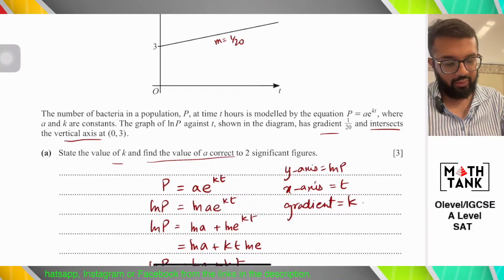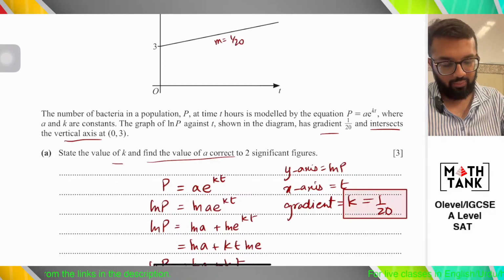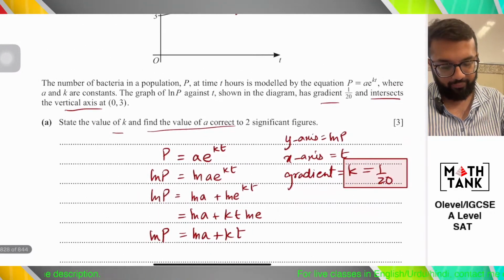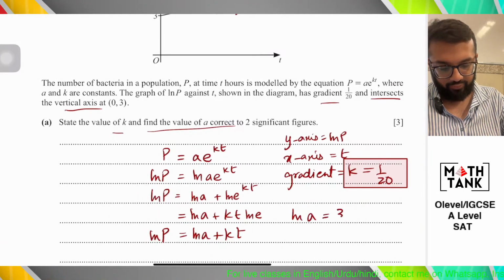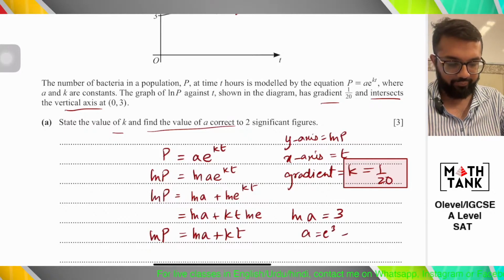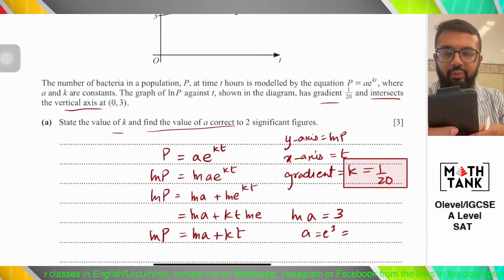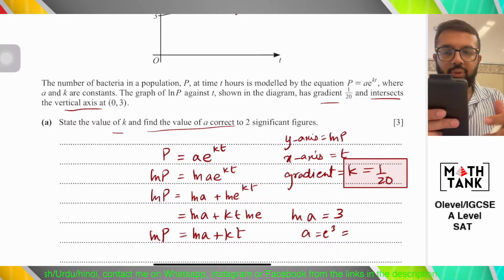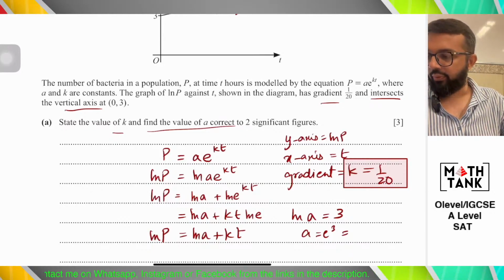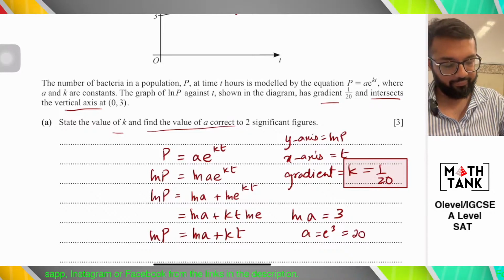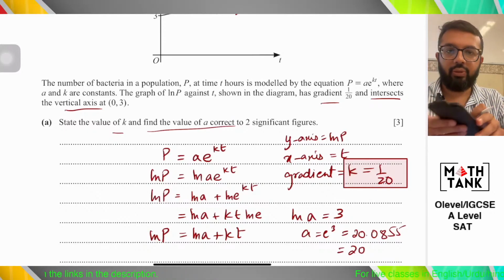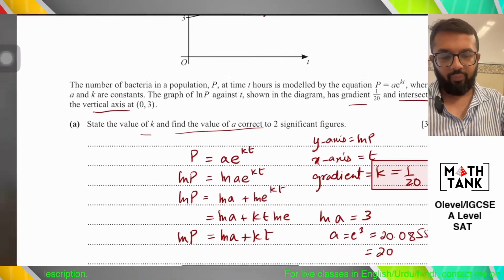So gradient in that case is 1 over 20. So I stated the value of the gradient. And my y-intercept is ln A. So ln A equals 3, A equals e power 3. E power 3 from my calculator is 20.0855. So that's 20 because it says two significant figures.